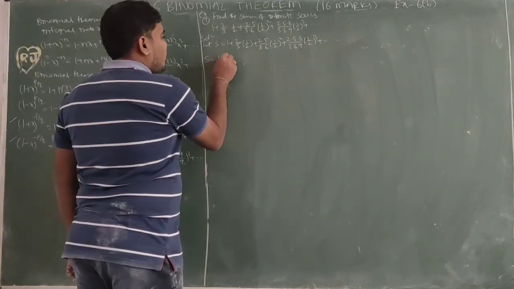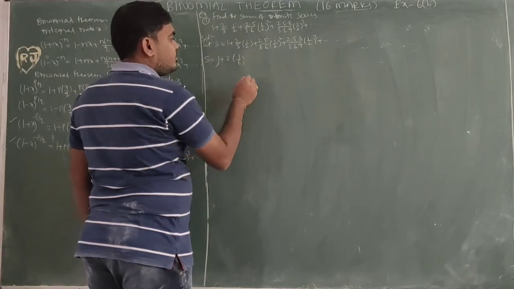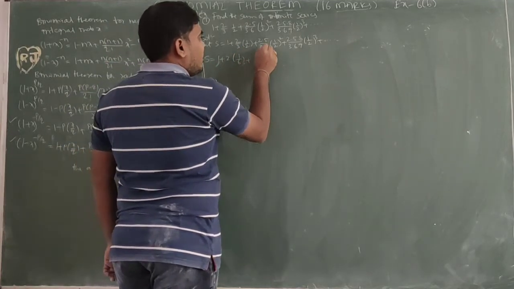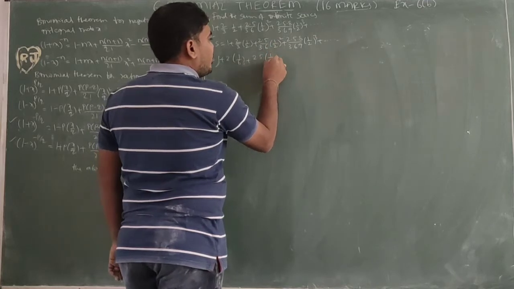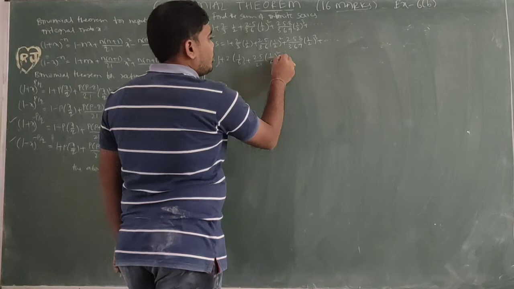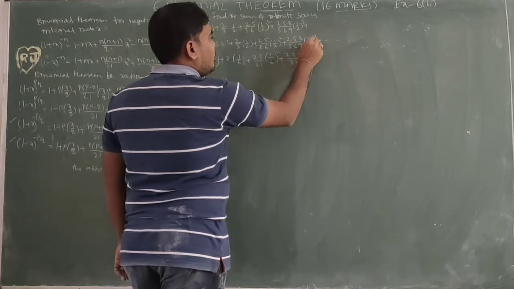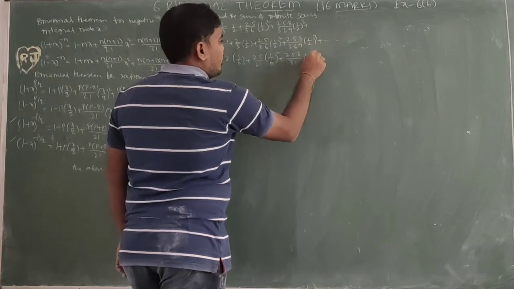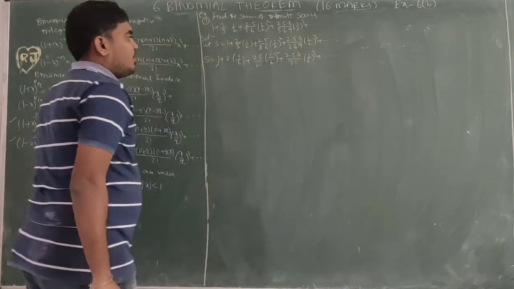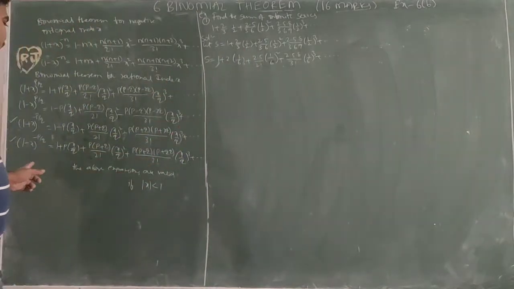S equal to 1 plus 2 into (1/3)(1/2)... so S equals 1 plus 2·(1/6) plus (2·5)/2! (1/6)^2 plus (2·5·8)/3! (1/6)^3 plus up to so on. So this is in increasing series, because all terms are positive and increasing.